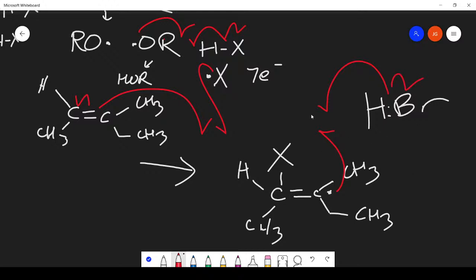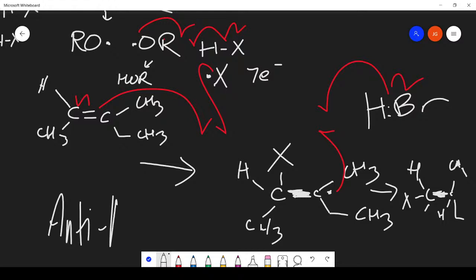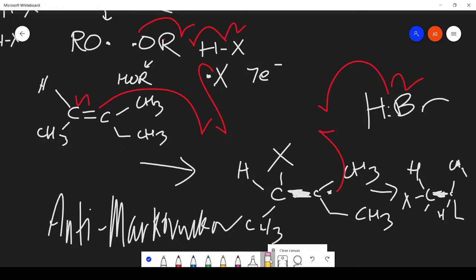This is a very bizarre way to draw curved arrows. Please don't do that on your actual tests. But in essence, this is going to add the halogen to the less substituted side. And this should not be a double bond, this should be a single bond. And the X is added here. There's a hydrogen. So this is called anti-Markovnikov because we're adding the halogen to the less substituted side.